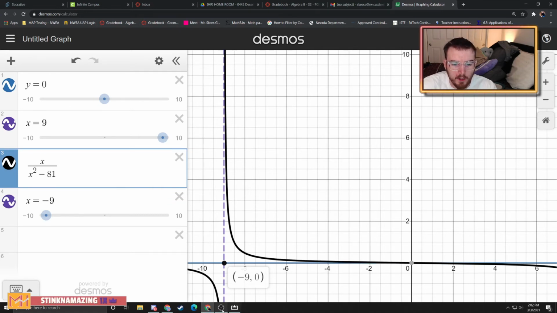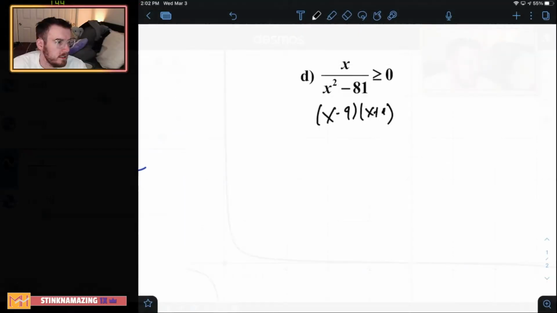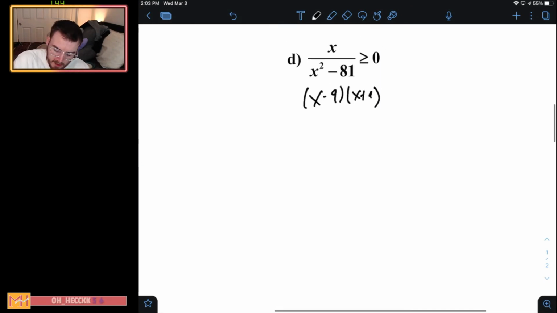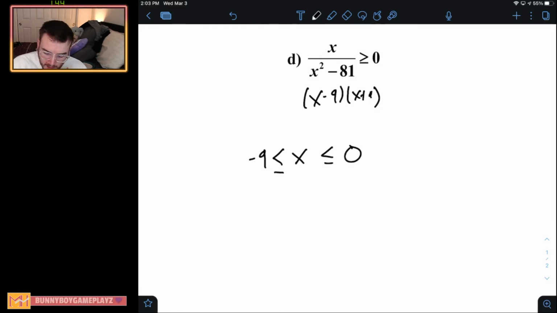So how do we write that? Well, everything between negative 9 and 0. Actually, it can't equal negative 9 though, right? It can't equal negative 9, because I literally can't plug that into my function, since I'll get a rational value there. So, I can plug in 0.